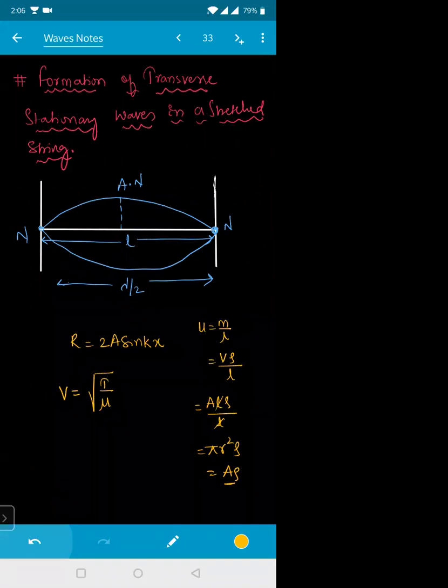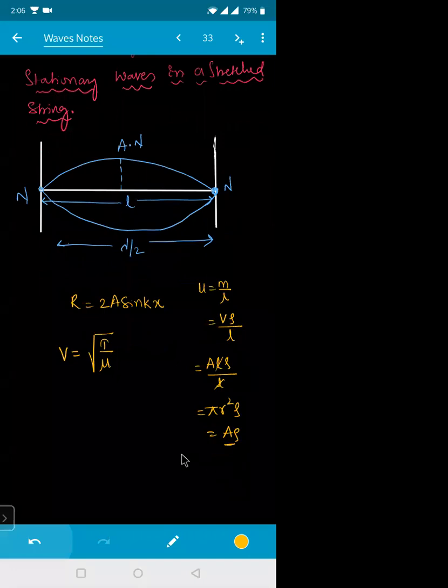Okay. So we are talking about the formation of a transverse stationary wave in a stretched string. Has the diagram been clear for everyone? Just go through the diagram once again. What is the condition there? A wave is being fixed between two fixed points where nodes and nodes are being formed. Isn't it? The string is fixed at both the ends.